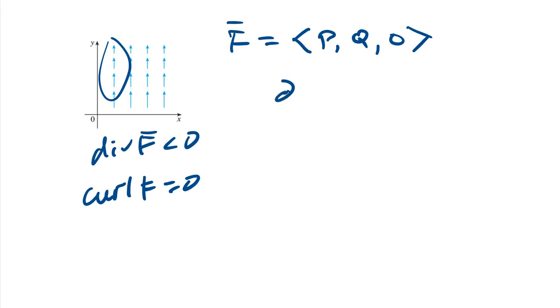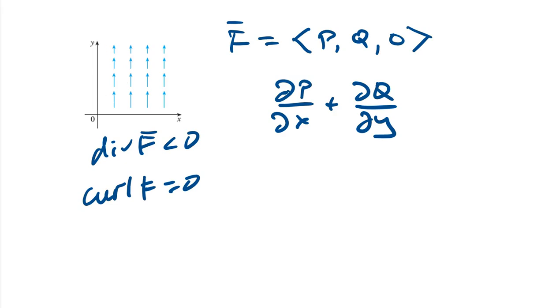So the divergence will be partial of p with respect to x plus partial of q with respect to y. So we look at the x coordinates going in the x direction. The x coordinates are all 0 for these vectors. So for all these vectors, there's nothing going on in the x direction. So this is just 0 automatically. So p is 0 in this case.